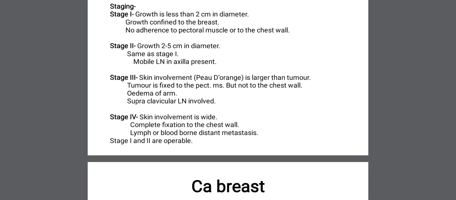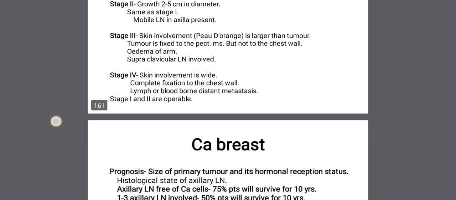So in third stage, the skin involvement is there. The skin will look like peau d'orange, that is, like an orange peel, and that is larger than the tumor. The tumor is fixed to the pectoral muscle, but it is not fixed to the chest wall. And there will be edema of the arm and homolateral axillary lymph nodes, they are matted together, or they may be fixed to the chest wall, or the homolateral supraclavicular nodes are mobile or fixed. This is stage 3. Then moving to stage 4.